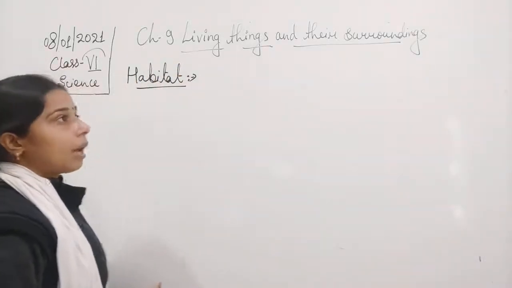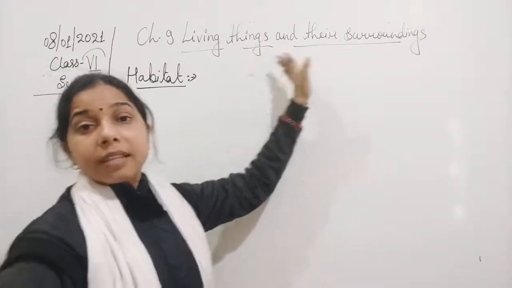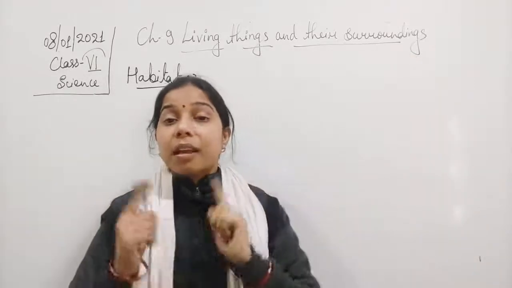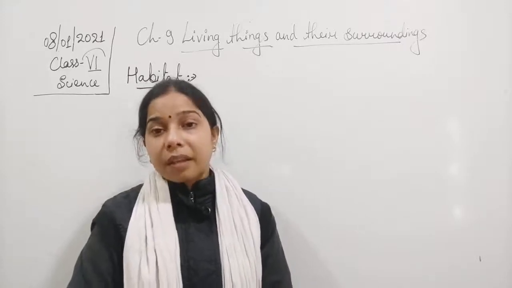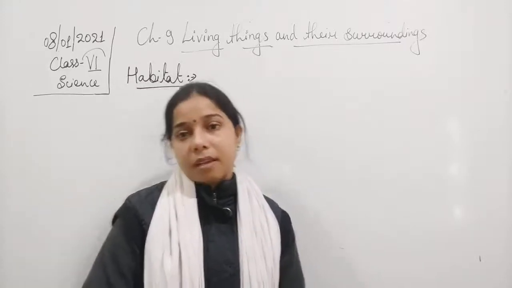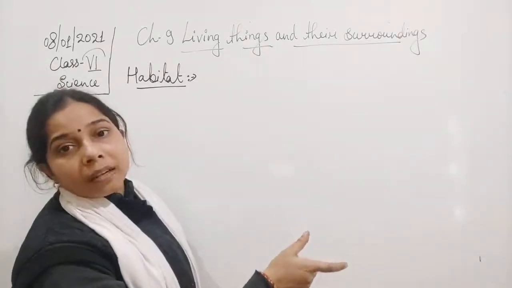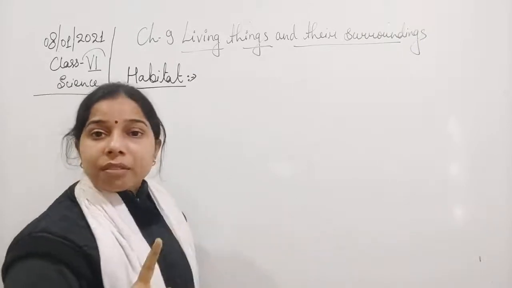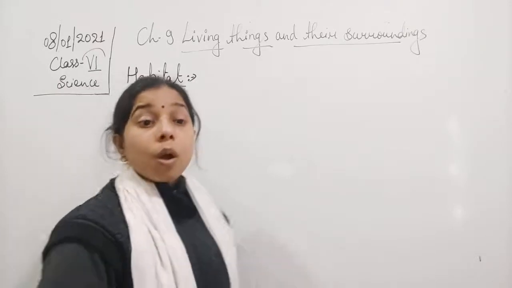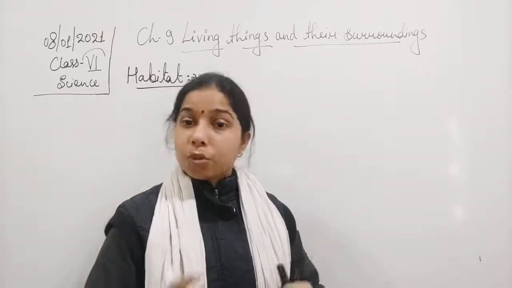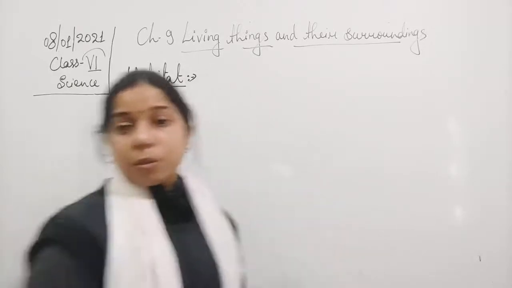Now, what is a habitat? In the chapter itself, it is given, living things and their surrounding. So the place where a living thing lives and survives is its habitat. The surrounding is the habitat. We have seen what a living thing is and what the characteristics of living things are. Now, what is their surrounding? This we will study in habitat. So what is a habitat?